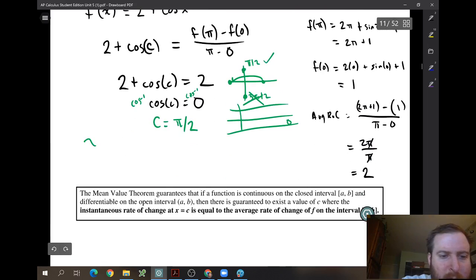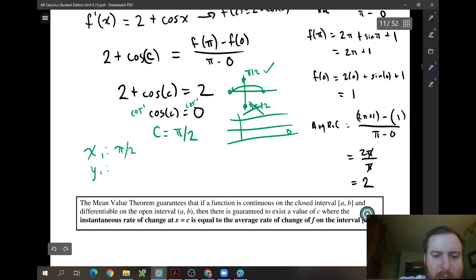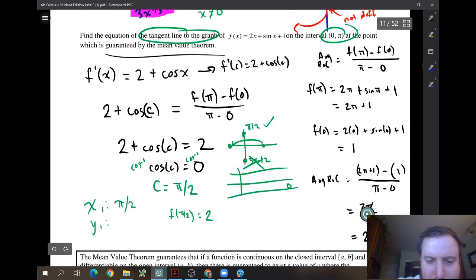Now they asked us to find the equation of the tangent line for that. So our x1 is going to be pi over 2, the value that we found. For our y1, we have to plug in pi over 2. So f of pi over 2 is 2 times pi over 2 plus sine of pi over 2 plus 1. Here the 2's cancel. Sine of pi over 2 is 1. So we get pi plus 1 plus 1, which is pi plus 2.